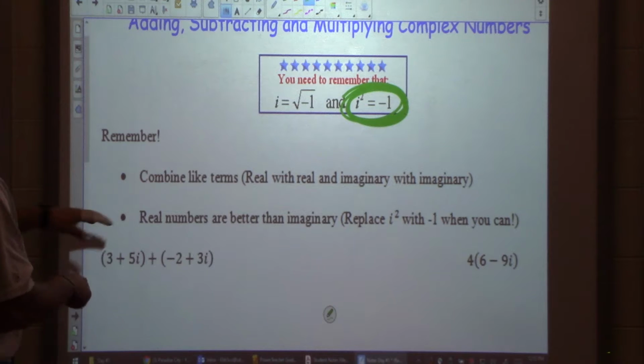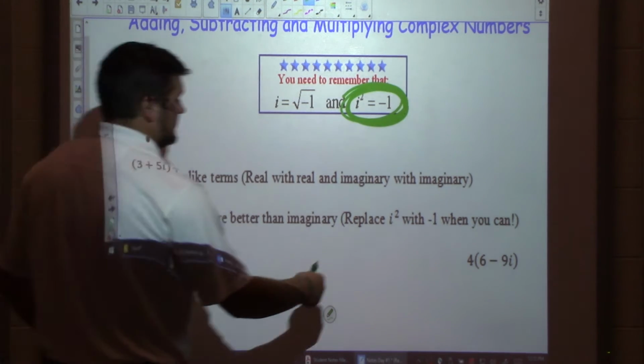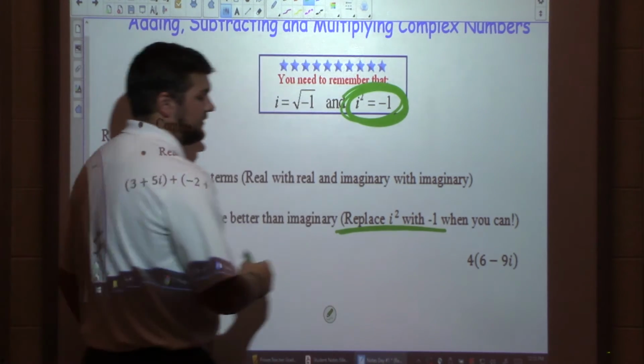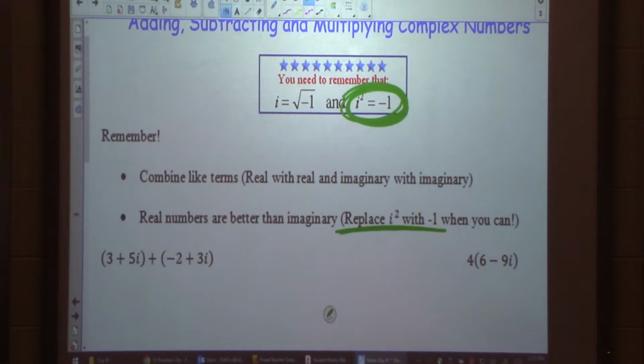Real numbers are way better than imaginary numbers. Anytime you're doing something with imaginary numbers, if you ever get an i squared, you should automatically change it to negative 1. That's why it's so important to remember it. Replace i squared with negative 1 whenever we can.